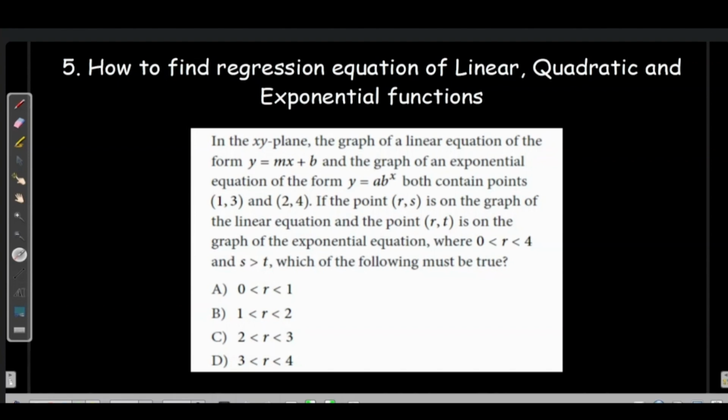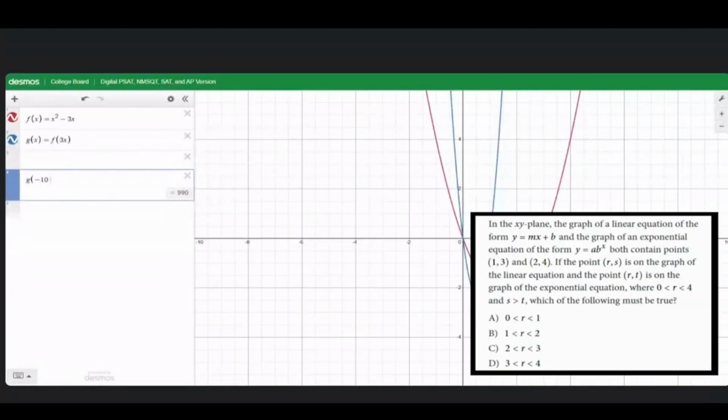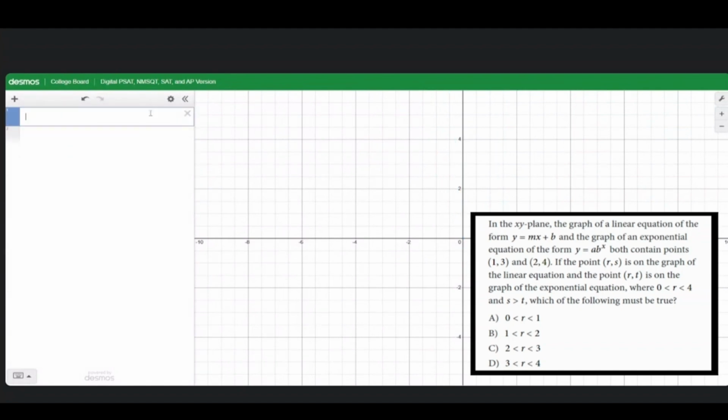We're going to go in Desmos. And like I said, the process remains the same. Doesn't matter whether that's a linear or exponential or whatever kind of regression that is. First things first, go on the top left, click on this plus option, and you click on that table. So you have a nice and cozy table here. Here you plug in the points that are on that function. So the first point is 1, comma 3, and the other point is 2, comma 4.